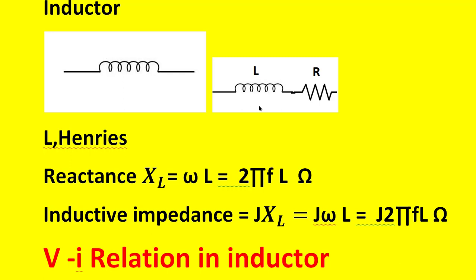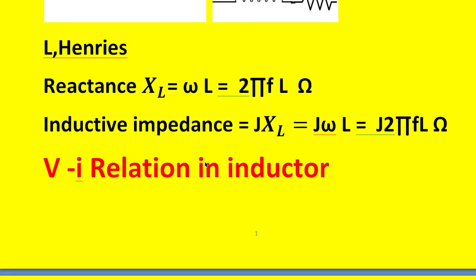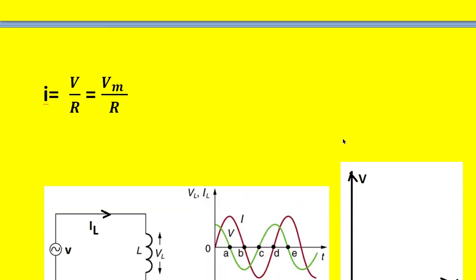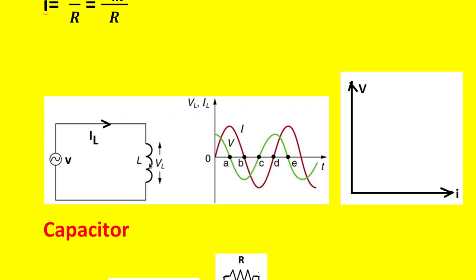Similarly, in an inductor, the reactance is given by omega L and the inductive impedance is represented by j into XL. And when we come to its VI relations, in an inductor, voltage leads the current by 90 degrees like this. This is the current vector and this is the voltage vector. Voltage leading the current by 90 degrees. And if we see those waveforms, then we get like this. Voltage is leading whereas the current is lagging by 90 degrees, and this is the applied voltage to the inductance.